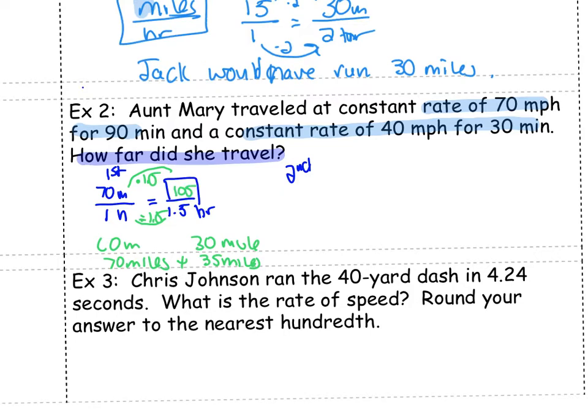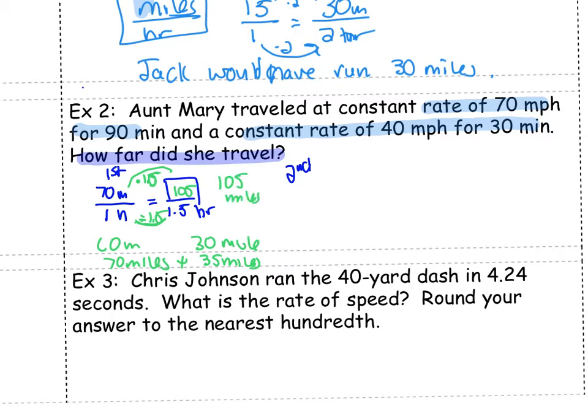But again, you could have cross-multiplied. You could have solved by multiplying both the numerator and the denominator by 1.5. Either way, this is how far she traveled for the first part, 105 miles.